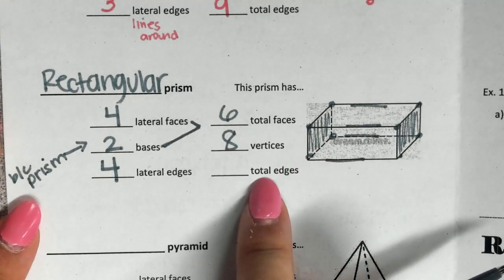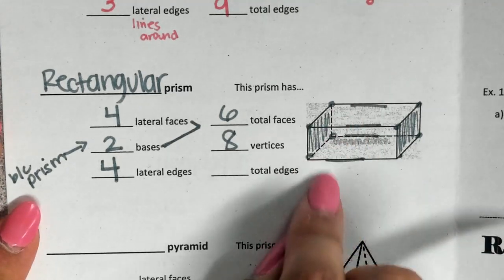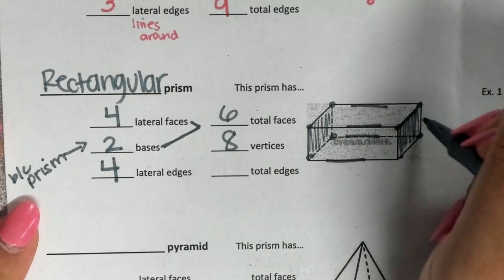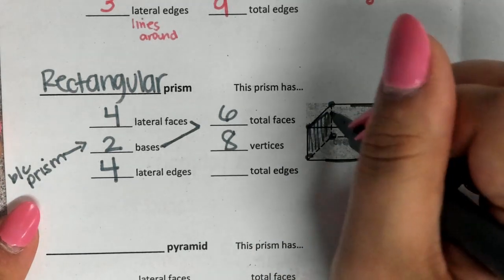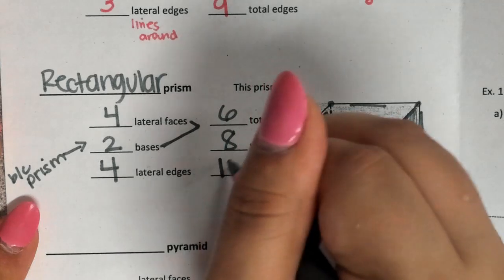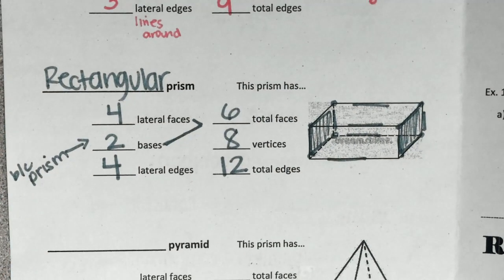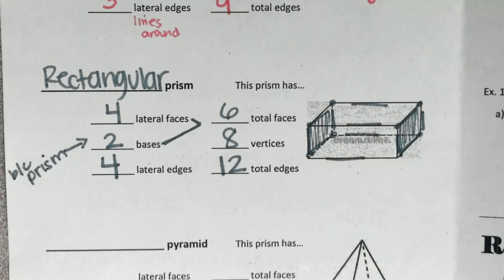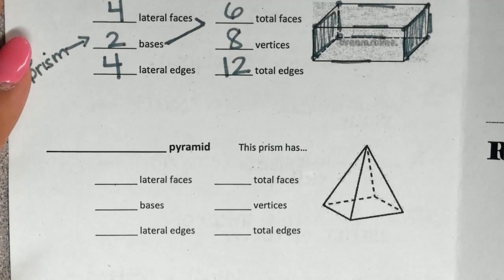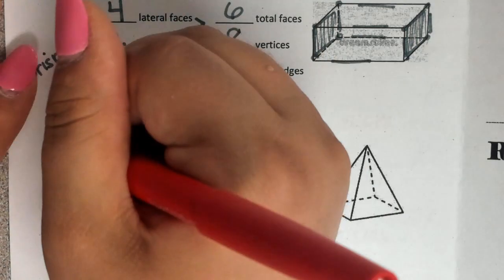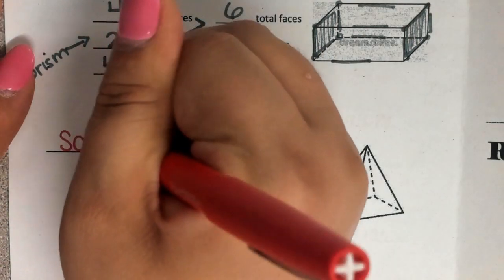And how many total edges? So we got the 4 around. 5, 6, 7, 8, 9, 10, 11, 12. And again, you're just going to be counting. I want you to do this next shape. What is the name of this next shape? Is it not a triangle? It is not a triangle. It is a pyramid. On the bottom, I'm going to tell you, it is a square pyramid.